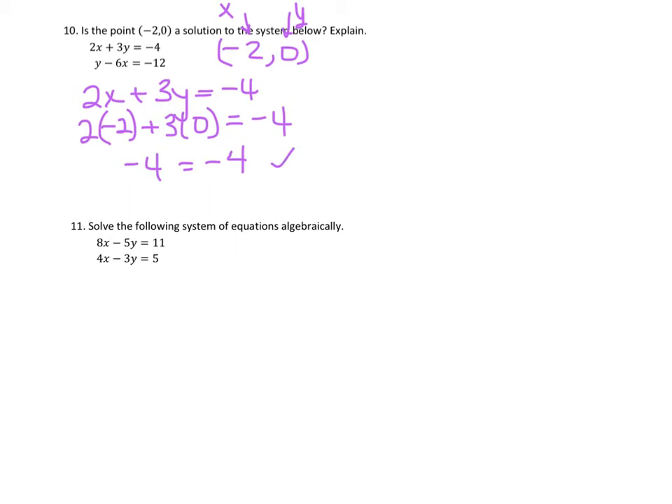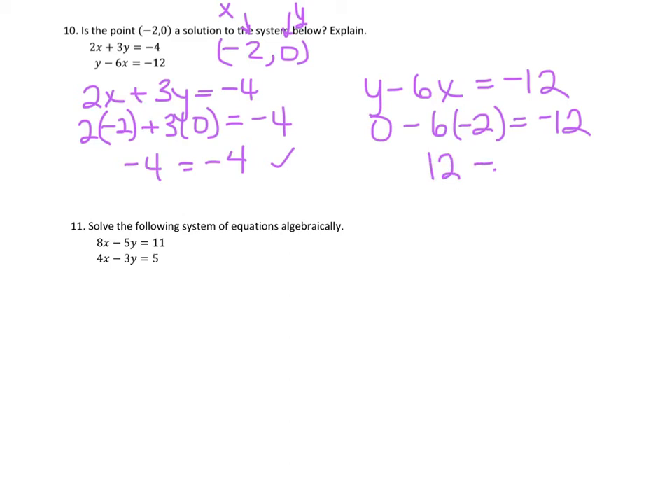Now we're going to take the second equation. y minus 6x, does that equal -12? Again, replace the y with 0 and the x with -2. Does that equal -12? Again, type it in our calculator to be clear. 0 minus 6 times negative 2 is actually positive 12, which does not equal negative 12. So I would say that that is not a solution. Is it a solution? No.